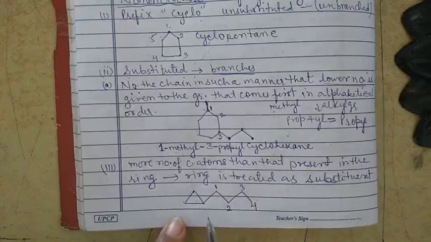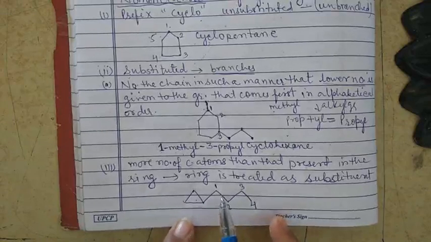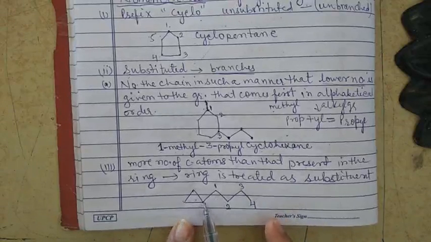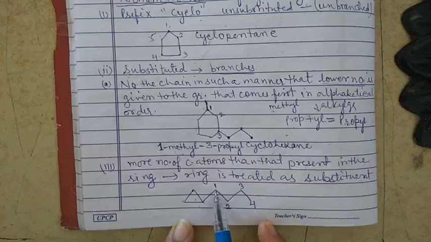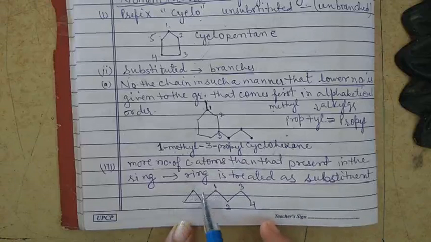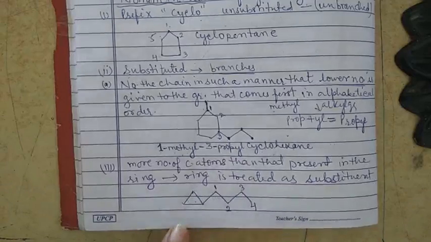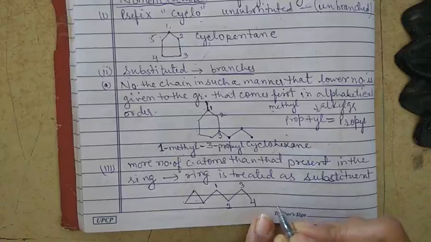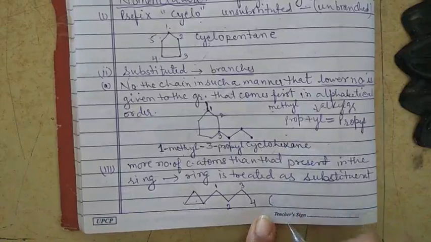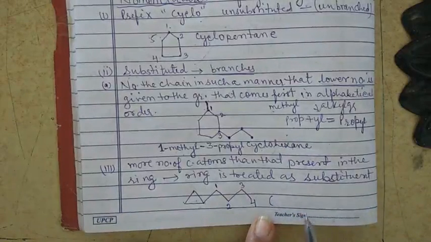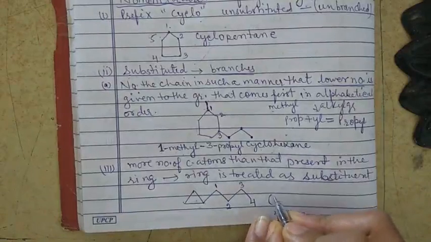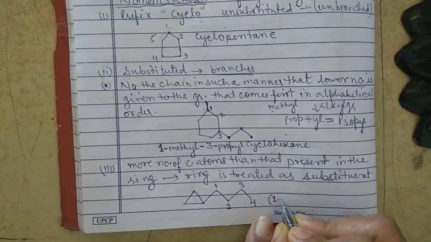Now if you name such a type of compound, from which carbon atom is the cyclic structure attached? This is the one carbon atom. So from 1 carbon atom the cyclic chain is attached. At that time, the name of the side chain is kept in a bracket, that is 1 dash.